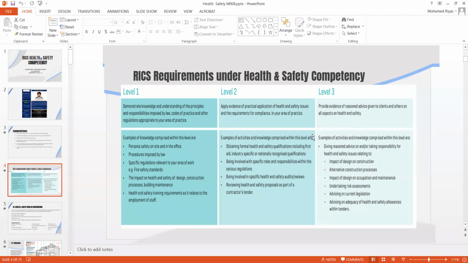Coming to level 3, as a standard set out by RICS, what RICS is really looking for is understanding and advice on the impact of design on construction and alternative construction processes in terms of safety, and impact of design on occupation and maintenance, undertaking some risk assessment, advising on current legislation, and advising on adequacy of health and safety allowance within the tender. These are the targets set out in the competency level and RICS requirement for the APC candidate.